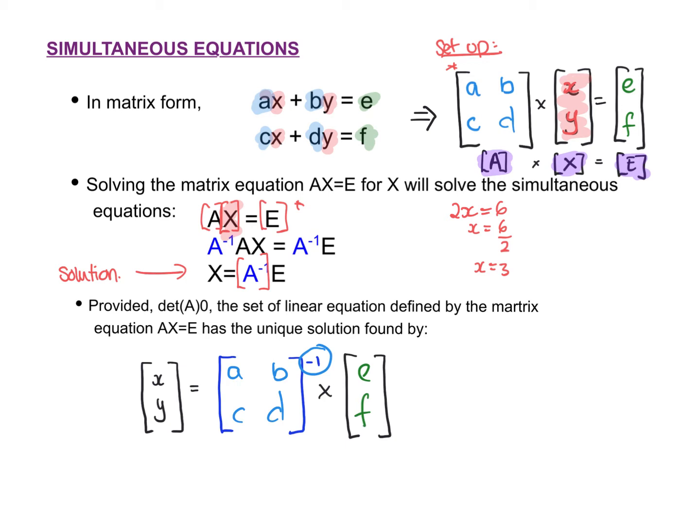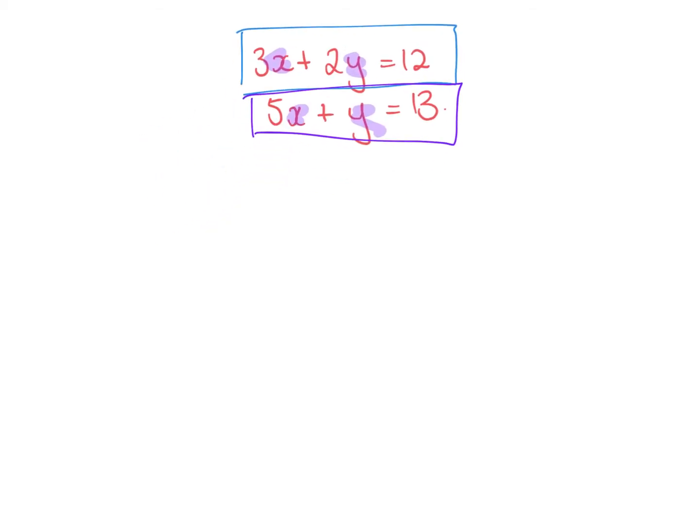So if I flick back to that example at the start, see how we've got these two simultaneous equations. If I want to set it up in matrix form, okay? So I set these equations up in matrix form.